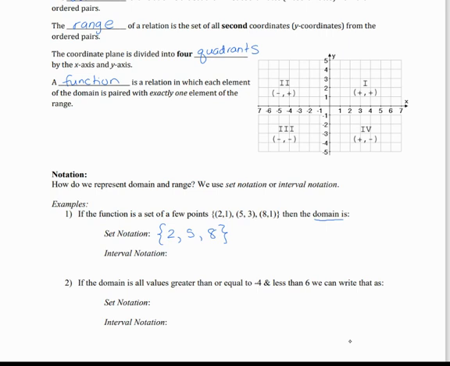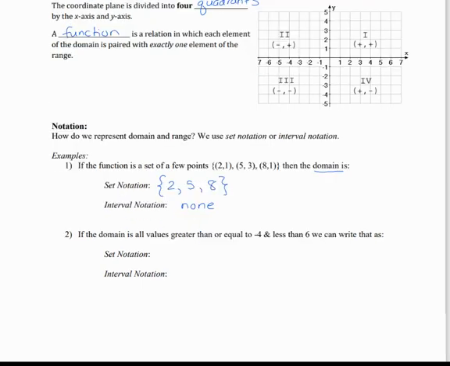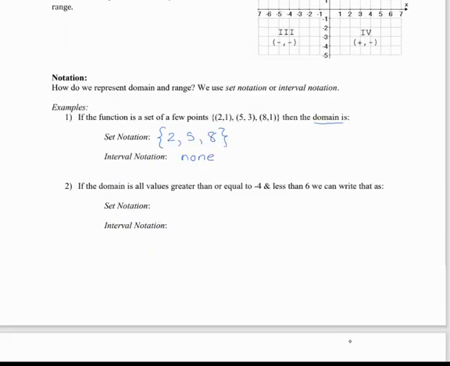Interval notation is a new notation that you probably haven't seen before. And when we're just given a list of ordered pairs, there isn't an interval notation form. So we would just use that set notation listing those x values. However, what if we have a lot more than just a few set points? So in example 2, it says if the domain is all values greater than or equal to -4 and less than 6. So that's an infinite amount of values, right? Greater than or equal to -4. Sorry, not an infinite amount, but a ton of them, right?